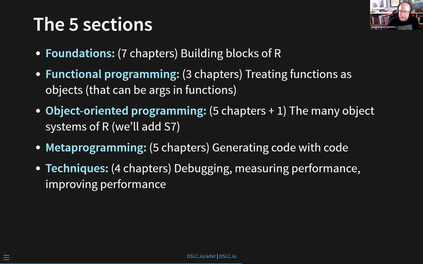Then we have 5 chapters about metaprogramming. That includes tidy evaluation and ways to generate code with code. Some interesting things in there. And then at the end, there are 4 chapters that he calls techniques, things like debugging, measuring performance, and improving performance. And I didn't put it there, but we're actually expanding that by 2 chapters as well, because we're going to do a chapter on C, so integrating C with R, and we're going to do a chapter on integrating Rust with R.